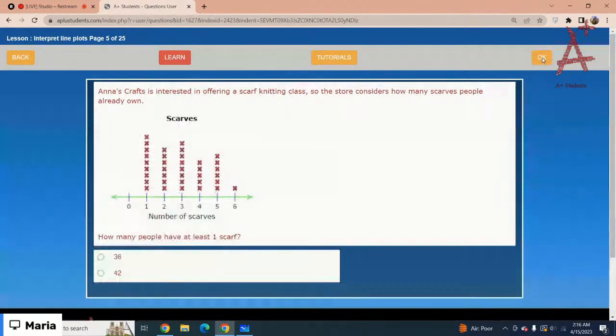Okay, Anna's Crafts is interested in offering a scarf knitting class. So the store considers how many scarves people already own. How many people have at least one scarf? Got it? The least value would be one, and the most value could be any. So you have to add all the frequencies starting from 1 until 6. So I think it would be 36. Just guessing the answer. 1, 6, 5, 12. I think that would be 36. Got it? So the correct option is 36.